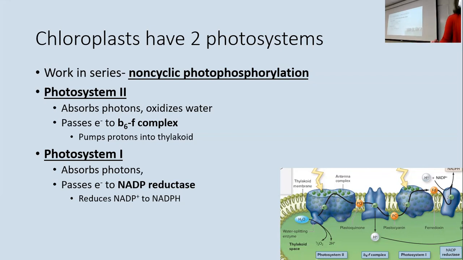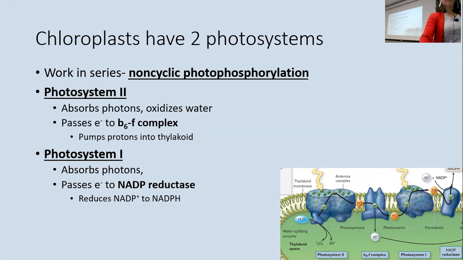Are you going to remember the B6F? No, probably not. Be aware that there is a proton pump here, but I'm probably not going to ask you to specifically remember B6F. I don't think so. The point is we've got a photosystem, part of the ETC, a photosystem, and the rest of the ETC. Those are the more important parts.